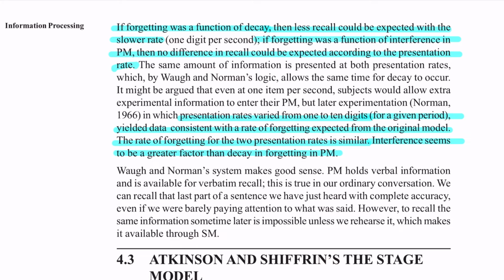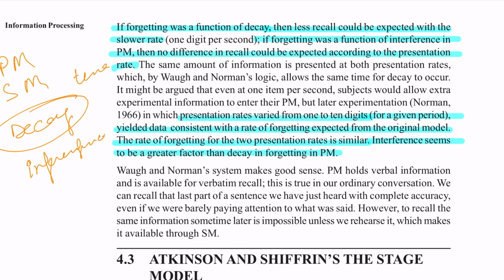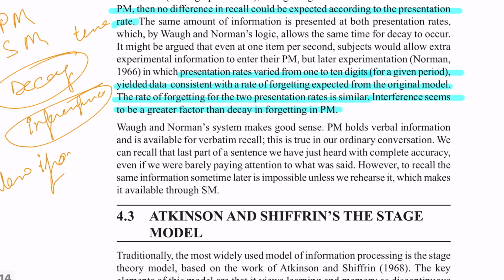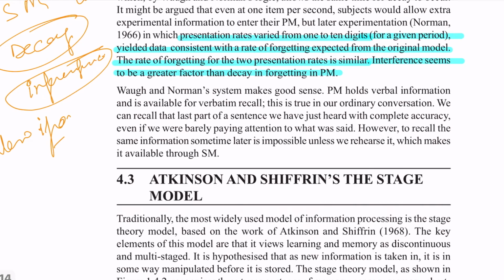So that was Waugh and Norman's model. They have given two or three concepts that you have to remember for your exams: primary memory, secondary memory, decay, and interference. Decay is because of time; interference is because of new information you forget. That is Waugh and Norman's model. Next we'll talk about the Atkinson and Shiffrin stage model.